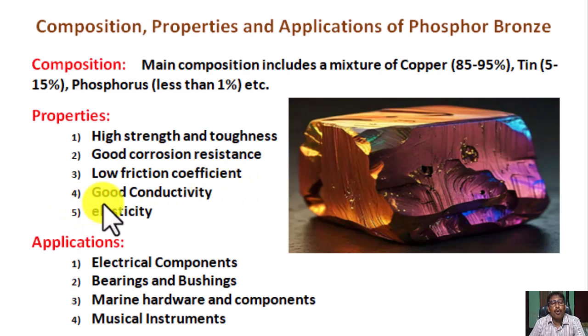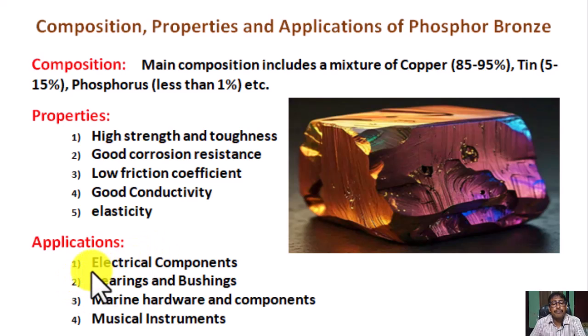Number 4, good conductivity, good electrical and thermal conductivity. Number 5, elasticity. It exhibits good elasticity. Now, application of phosphor bronze.